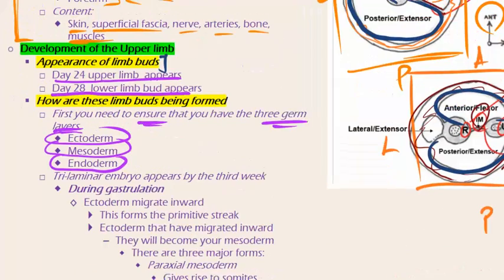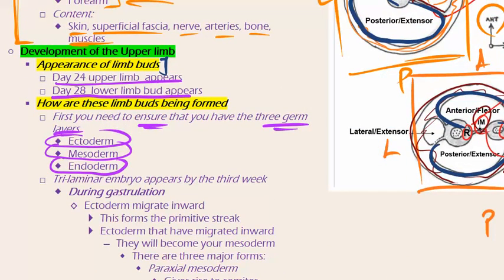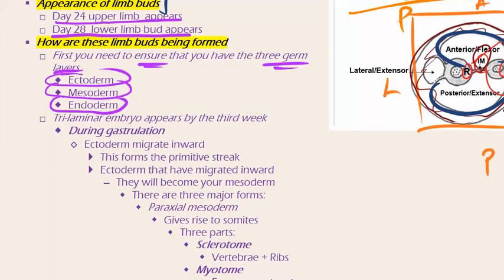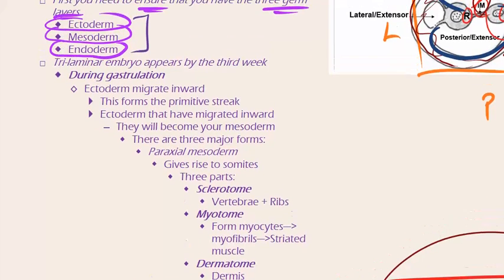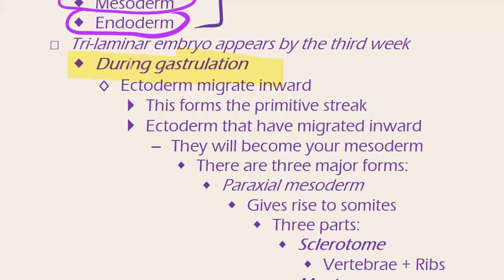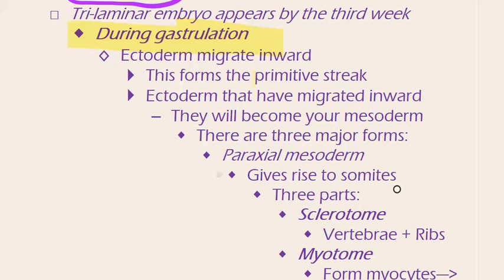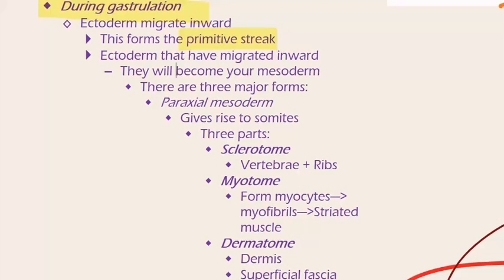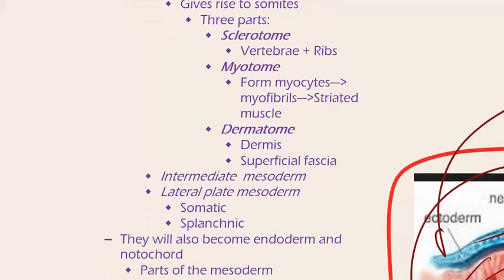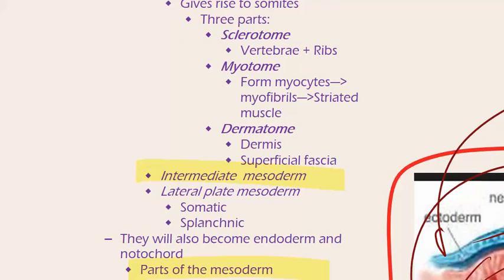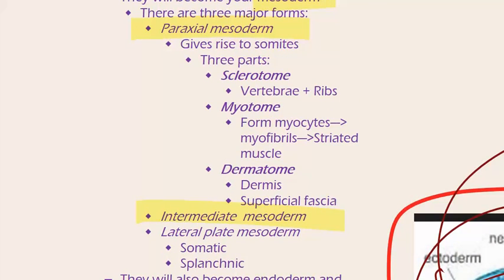So we talked about the upper limb bud appearing on day 24, and the lower limb bud appearing on day 28. We talked about how we needed a trilaminar embryo in order to form this. We already talked about gastrulation, which is where you form the primitive streak. Then we talked about the mesoderms that we're forming: the paraxial, the intermediate mesoderm, and the lateral plate mesoderm.